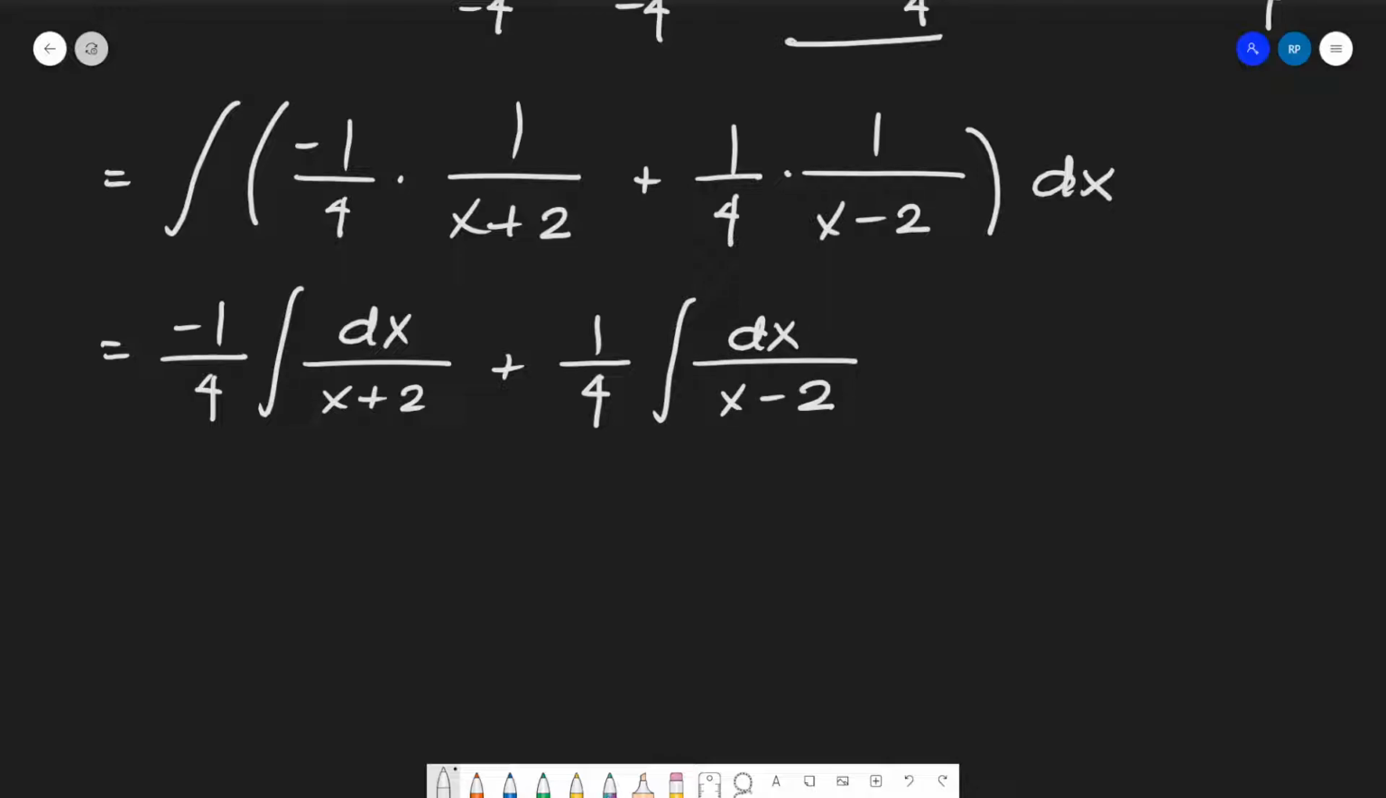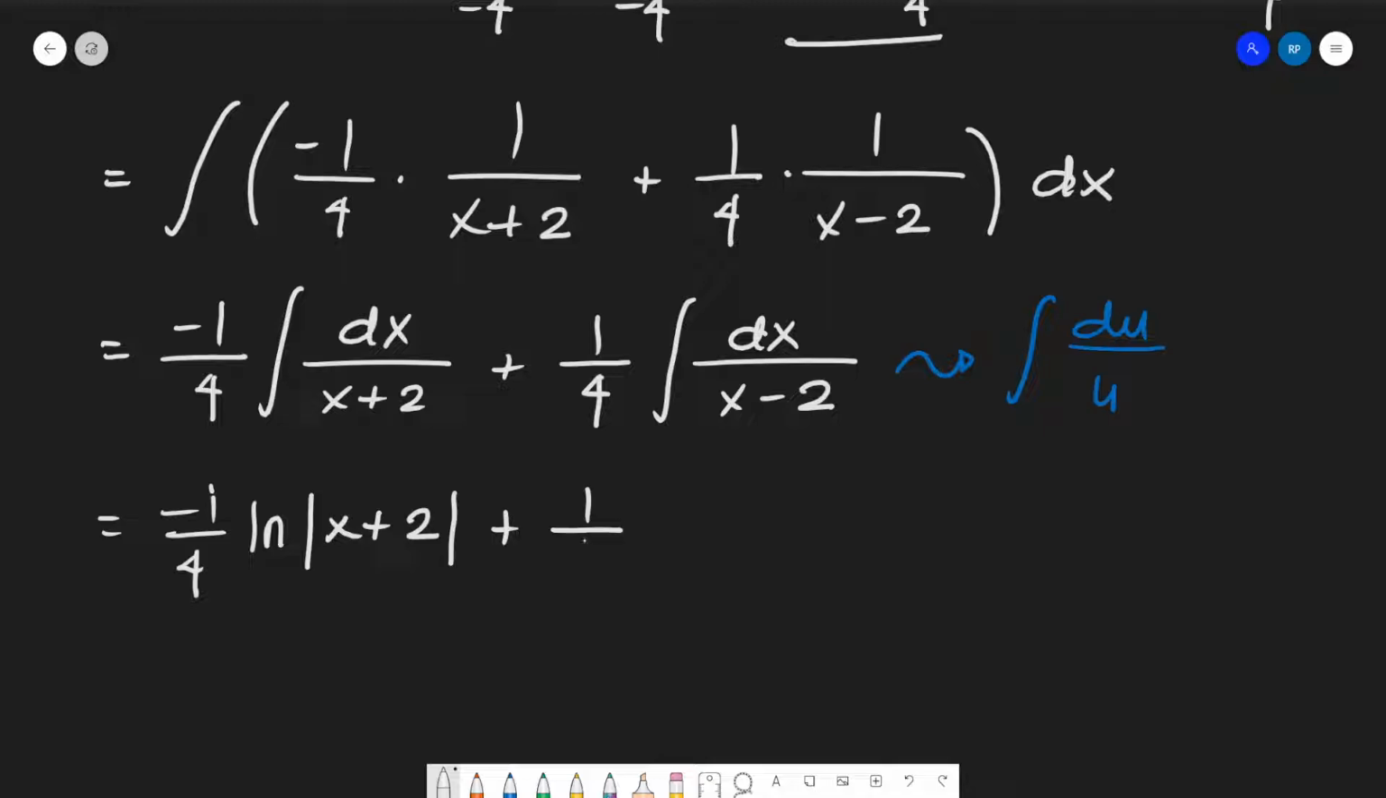Now, this is already integrable. Both of them are in the form of integral ng du over u. You can check it out on yourself. So, this is equal to negative 1/4 ng alin? ln of x plus 2. Diba? Then, plus 1/4 ln ng x minus 2 plus c.